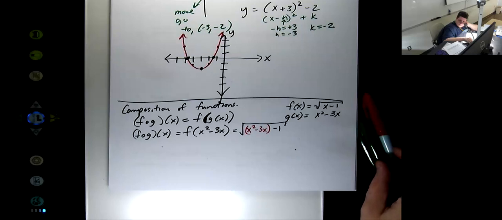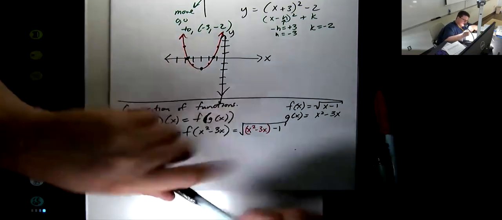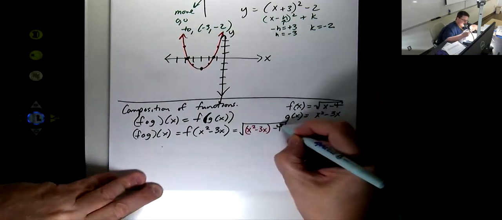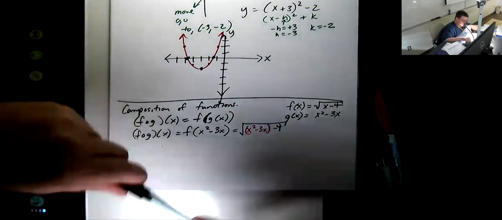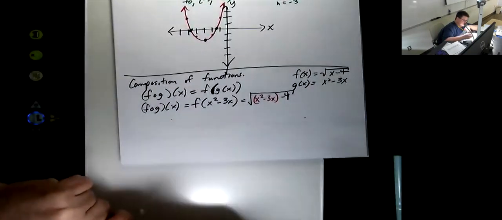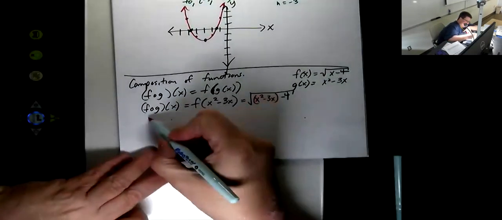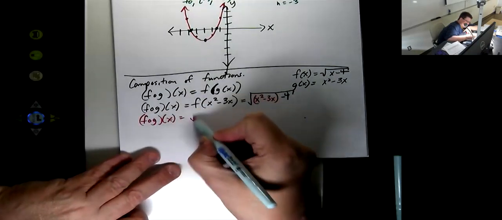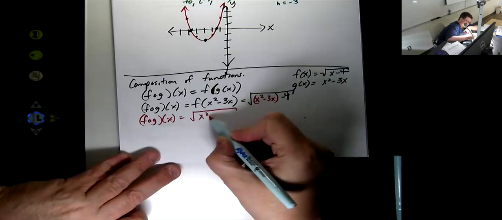Let's see, I think I'm going to change that. Let's make this -4 in here, x minus 4, easier for the demonstration. That is the composition of f of g of x. f of g of x is square root of x squared minus 3x minus 4.